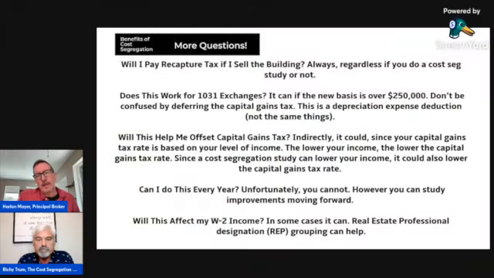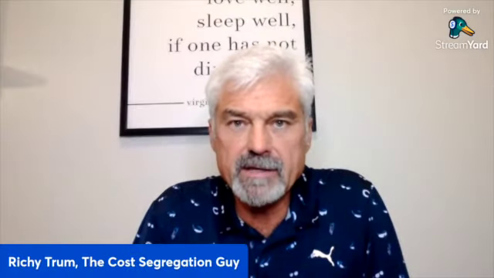And will this affect my W-2 income? It could in some cases. There are some active passive rules that we have to look at here. So when you're in a passive income situation where you're renting a property, that's a passive endeavor, a passive activity. Passive income you cannot create a net operating loss on a passive side, but you can on an active side.